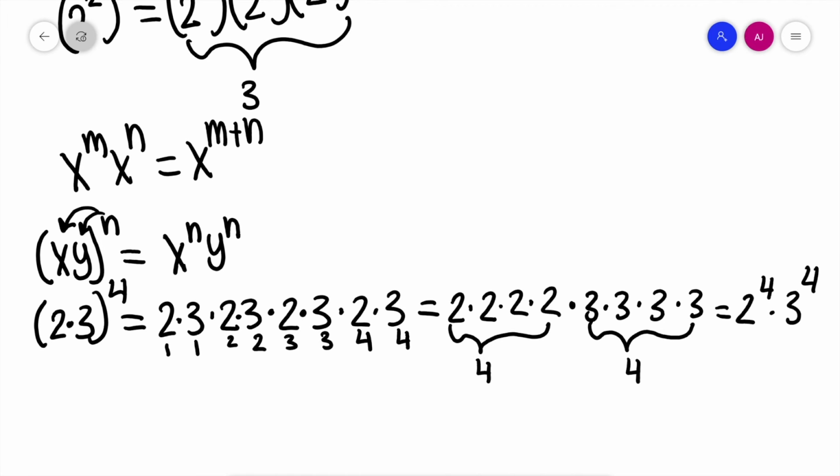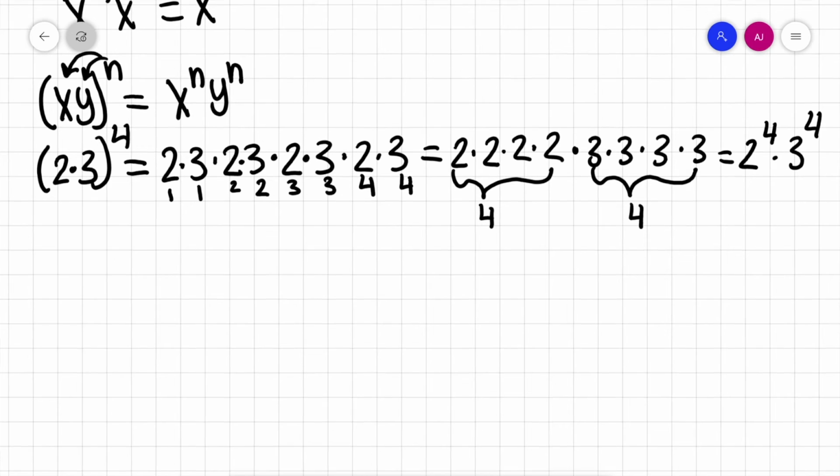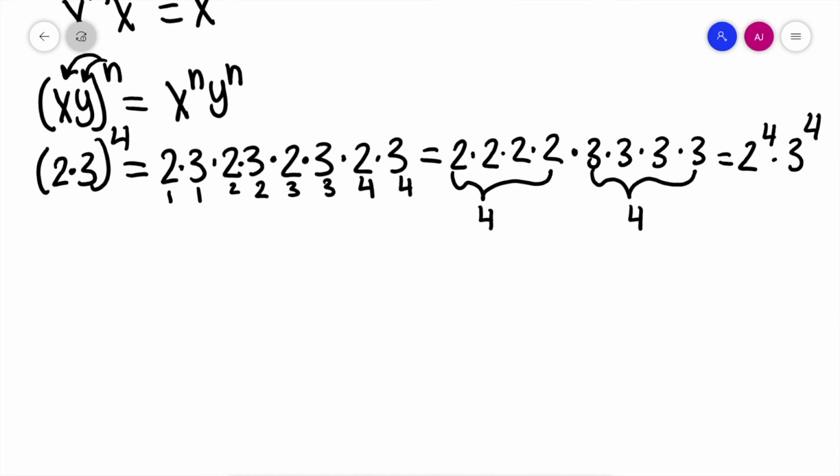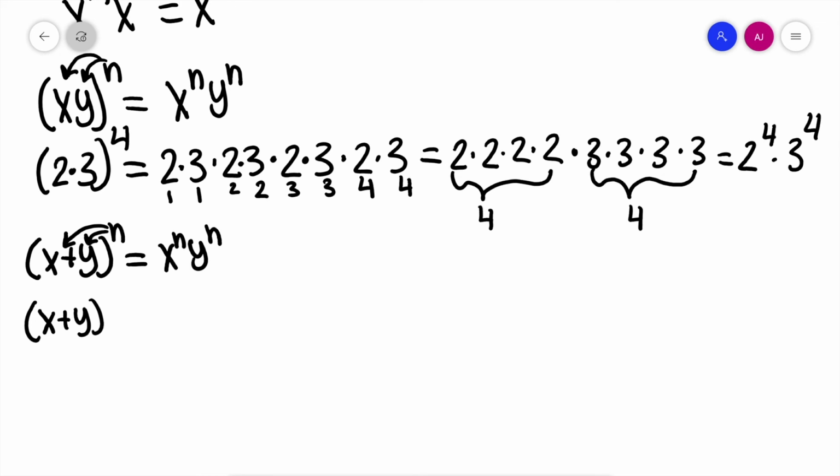Now you want to be careful with this property, because a common mistake people like to make is, let's say you have x plus y raised to the n. They want to, just how we did up here, distribute it, right? And they're like, okay, if we distribute it, then it's obviously equal to x to the n, y to the n. But that's not the case, because if we did what we did in the numerical example up here, you can see that it ends up being x plus y times x plus y times x plus y dot dot dot, and then you multiply it n times, right?